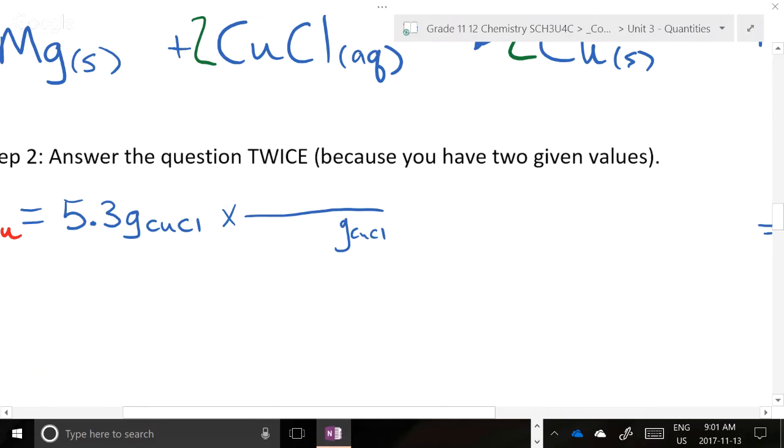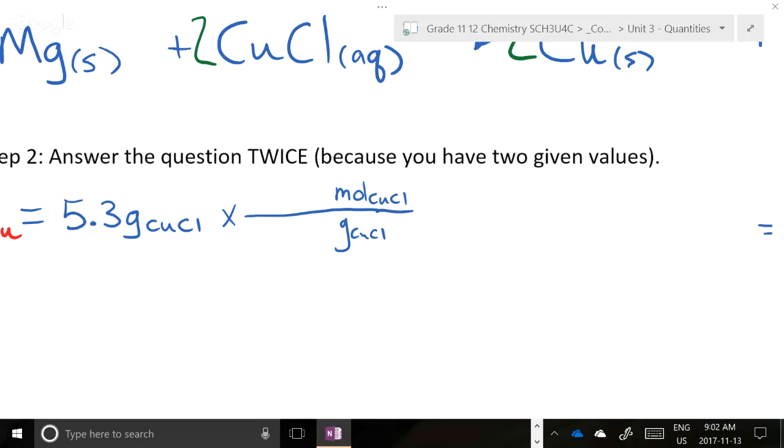And what do I want instead at this first step? Grams of copper? Great. Can I go directly from grams of one thing to grams of another? No. What unit do I have to be working in if I'm going to go from one compound to another? Moles. So I'm going to need to go from grams of copper chloride to moles of copper chloride. Because again, can I go directly from grams of copper chloride to moles of copper? No. You can only go from grams to moles of the same unit.